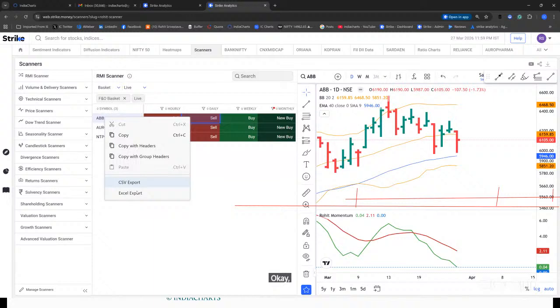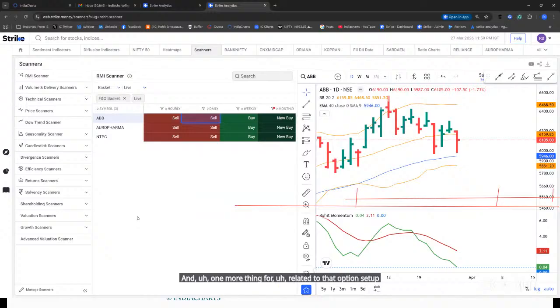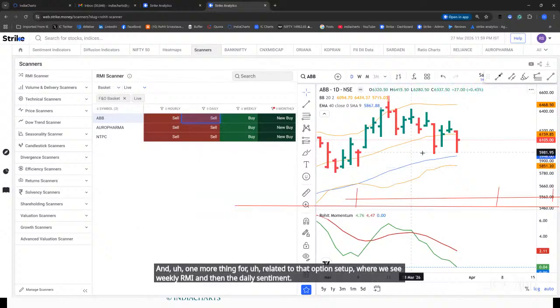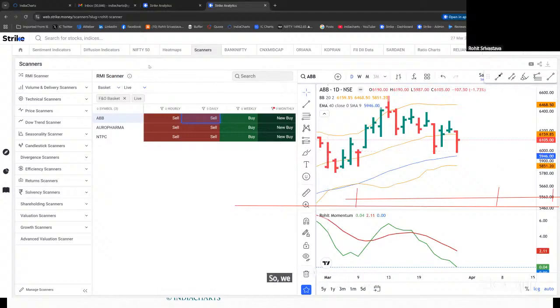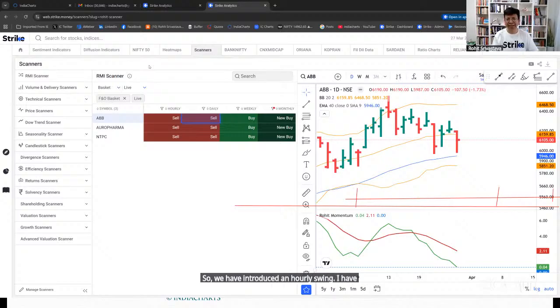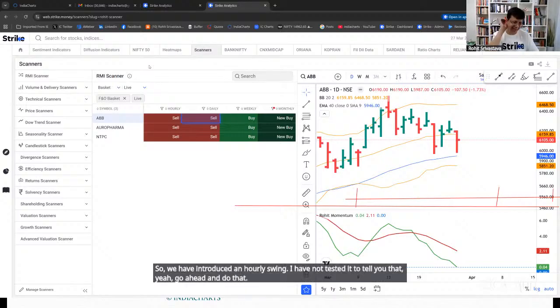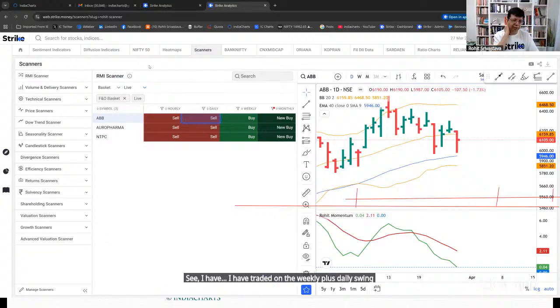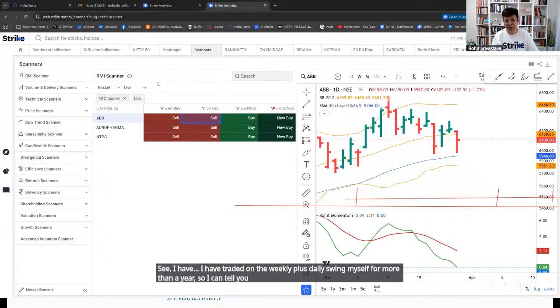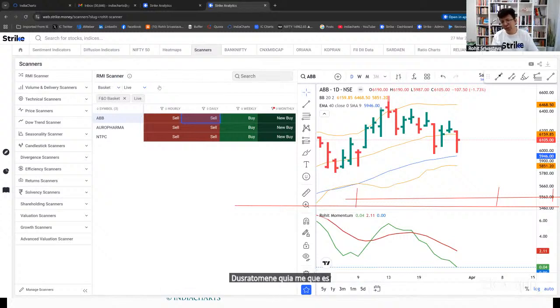Okay. One more thing related to that option setup where we see weekly RMI and then the daily sentiment. Does that combination work on weekly, daily, or is there an option to work it on daily, hourly also, or something of that kind? No, we have introduced an hourly swing. I have not tested it to tell you to go ahead and do that. I have traded on the weekly plus daily swing myself for more than a year, so I can tell you to do this. The other I have not done, so how can I say? You can try, at your risk.